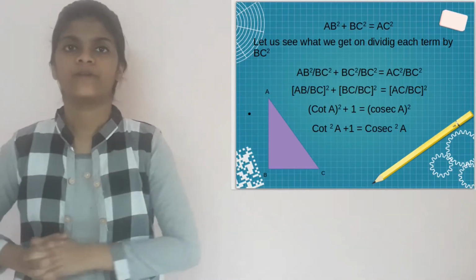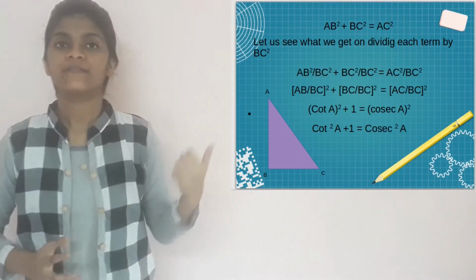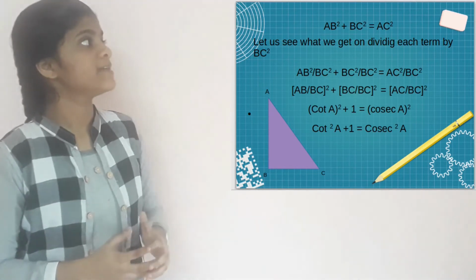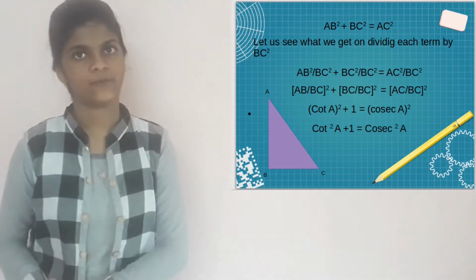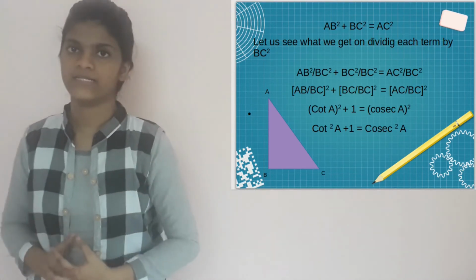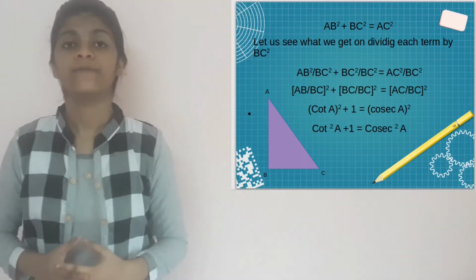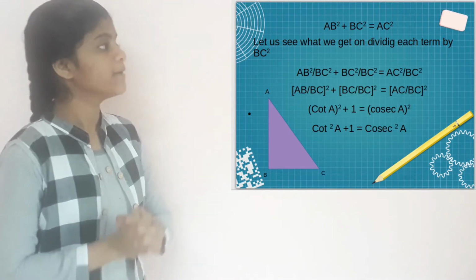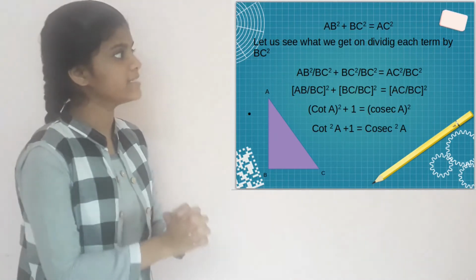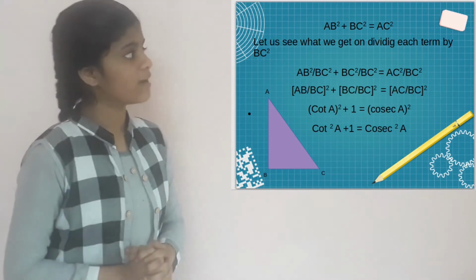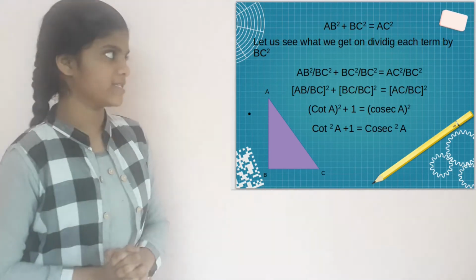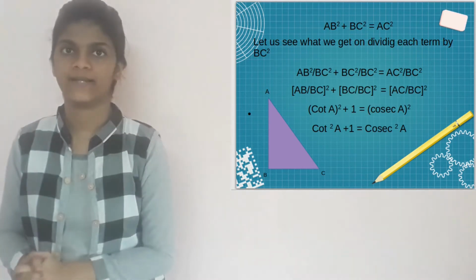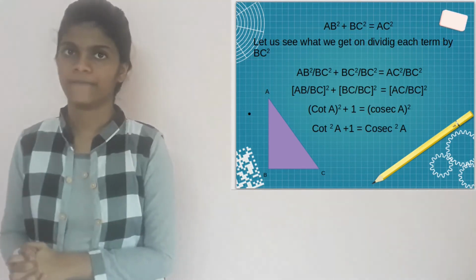Now, the third trigonometric identity. Again, we have the same triangle ABC where B is equal to 90 degree, such that AB square plus BC square is equal to AC square. Now for the third trigonometric identity, let us divide each of these terms by BC square, and thus it becomes AB square by BC square plus BC square by BC square is equal to AC square by BC square. Now taking square common for both numerator and denominator, we get AB by BC the whole square plus BC by BC the whole square is equal to AC by BC the whole square.